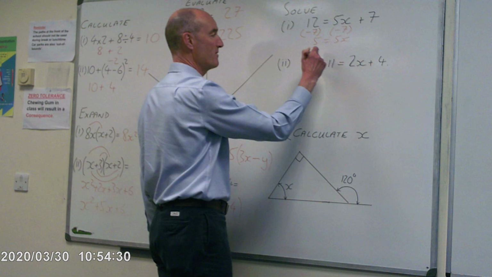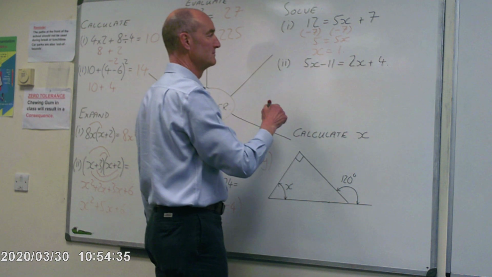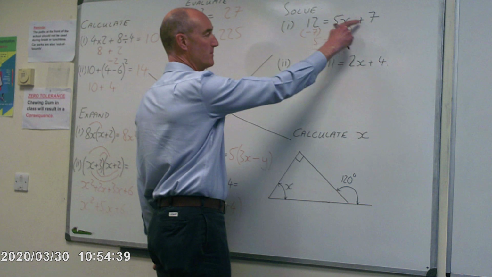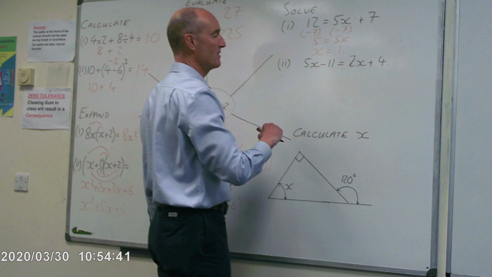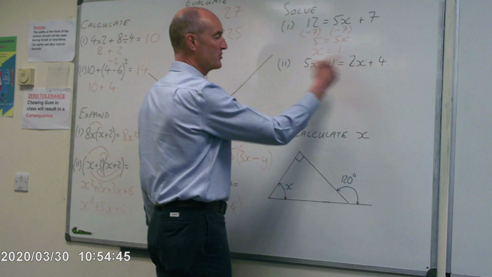Divide both sides by 5 to get our x on its own. X equals 1. Let's have a little look. 5 lots of 1 gives us 5 plus 7. Yes, it takes us back to our value of 12. Balancing both sides.